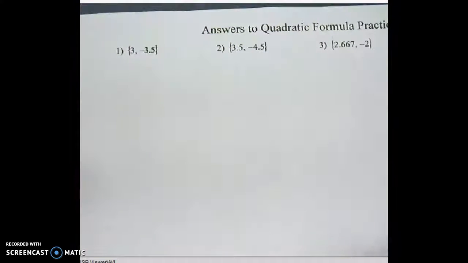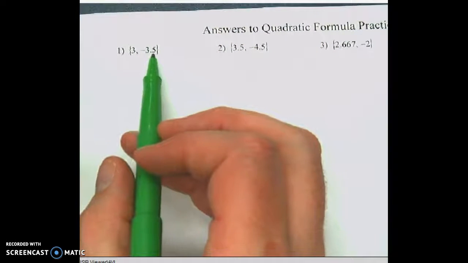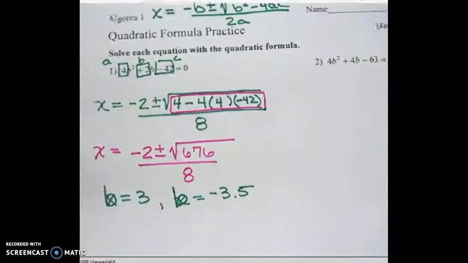And then you can always flip it over and just double check that you got the right answers. And so the answers were 3 and negative 3.5. And so, yep, I got the right answers. The order doesn't matter in the way you write them. You just need to have both.